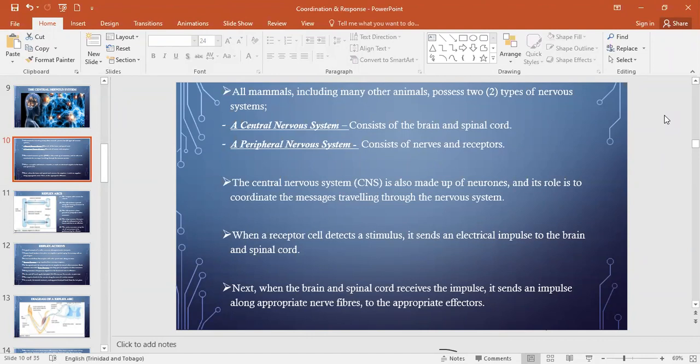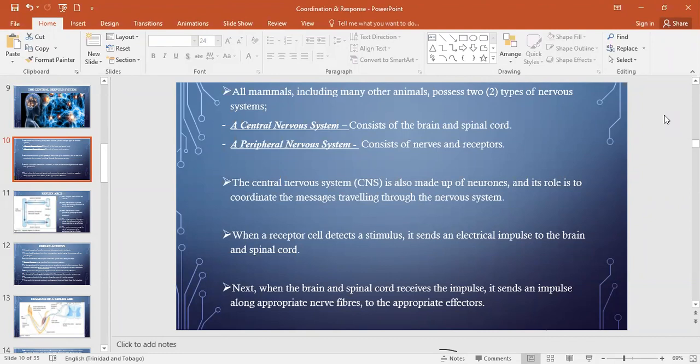All right. So what happens? Your central nervous system is made up of neurons. Its role is to coordinate messages traveling through your nervous system. So it's like the great head. It's the brain and the spinal cord.